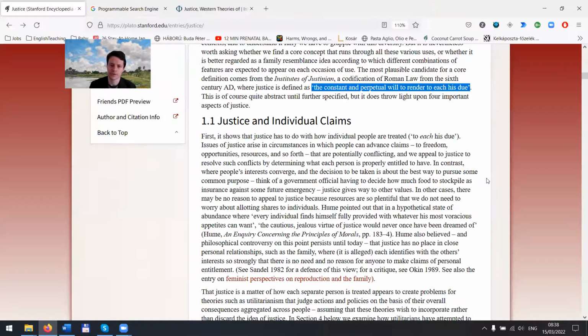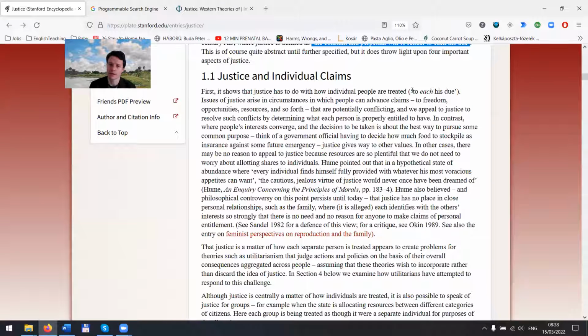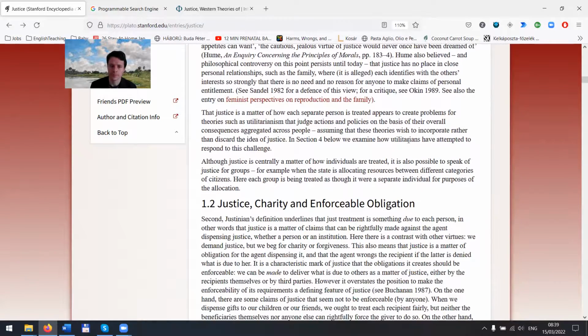So we have this, which is a nice point, right? It doesn't mean exactly the same as right. Each his due. Now, if you know the notion of deserve, due, it can mean many kinds of things, right? Criminal deserves punishment. Someone who does a job deserves their salary. Someone who helps others deserves praise, and so on. Someone who is mean deserves blame. So this is an interesting thing.